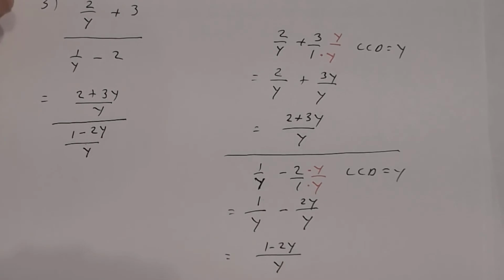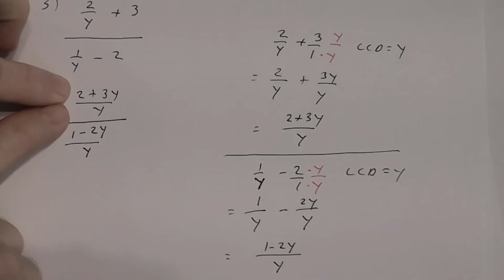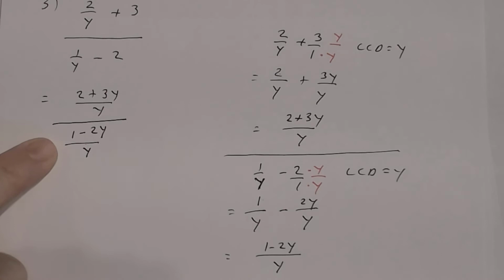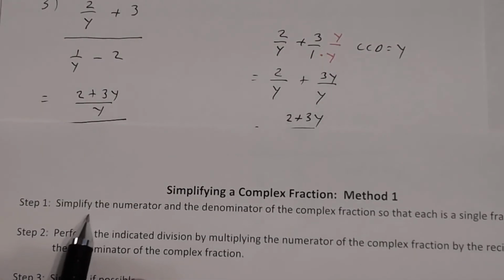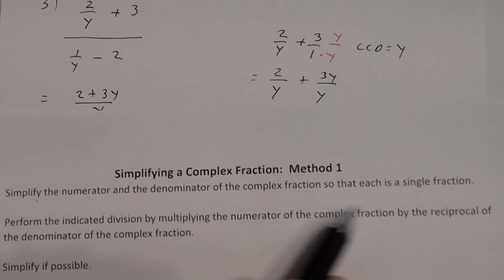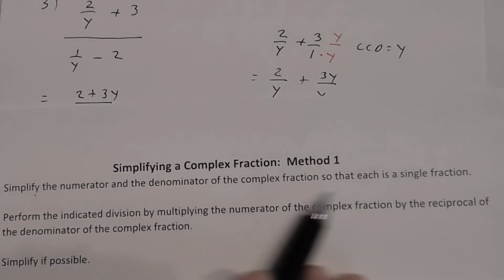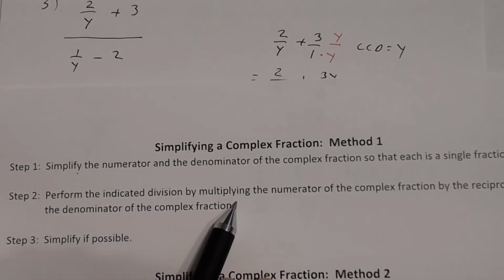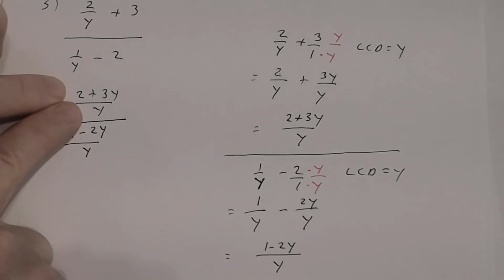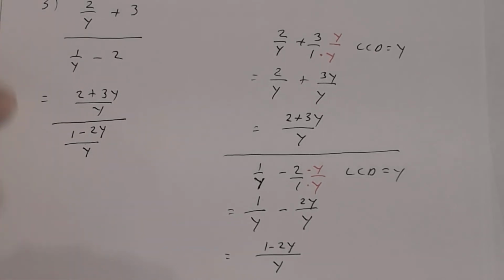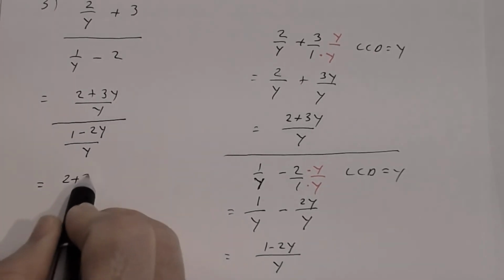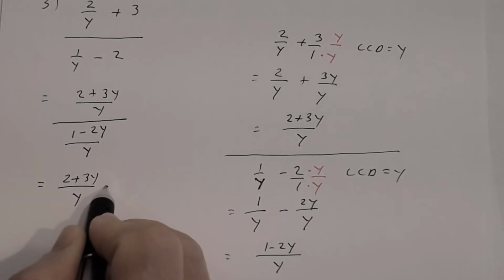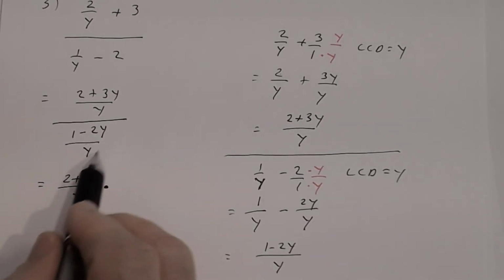All right. Now again, once you get it as one fraction divided by one fraction, you're now in step 2. So all this was step 1. So step 1 was where you had to do some work to get the numerator to be one fraction and the denominator to be one fraction. Step 2 is actually where you change division to multiplication. All right, so now I'm going to take the top fraction, the fractions in the numerator. Remember this is division, so I'm going to change it to a multiplication problem. So it'll become 2 plus 3y divided by y times the reciprocal of this.